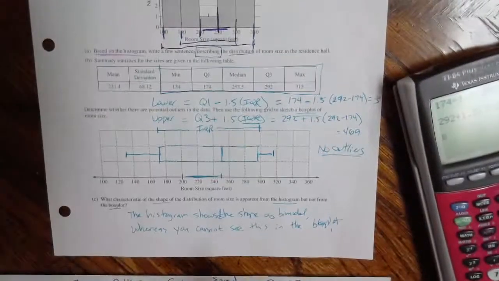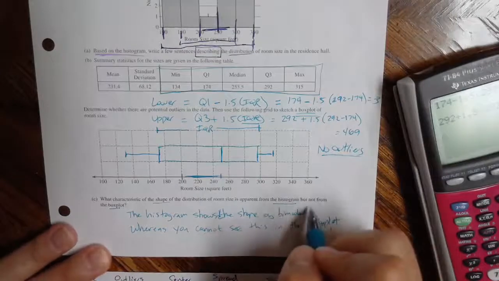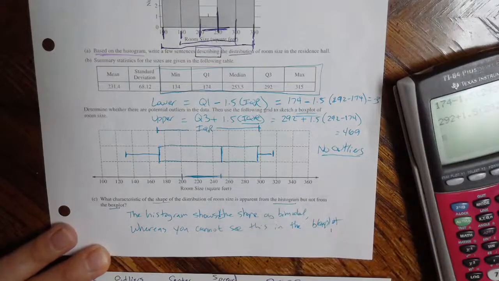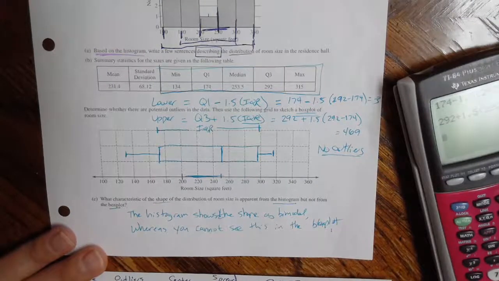And it's really important to make sure that you mention what you can see and what you can't see in the other one to get full credit for these responses, just to be safe, so that the histogram shows that bimodalness but the box plot does not. And that's all it would take for full credit on this particular response.